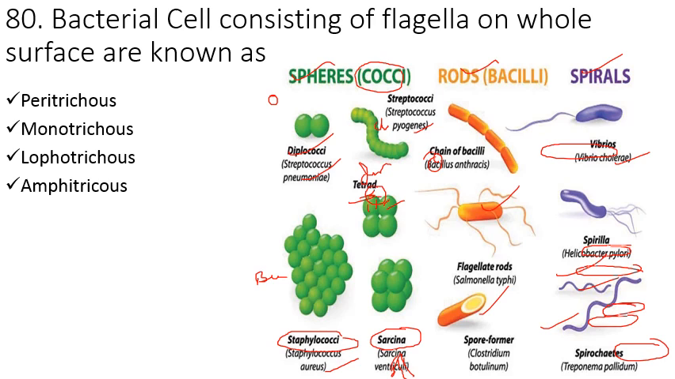Then tetrad. Then we have one condition called sarcina. Here the spherical bacterial cells form a cube-like structure, as in Sarcina ventriculi. Next we have rod-like bacteria, which are known as bacilli. A chain of bacilli is streptobacillus. Then we have flagellated rods, like Salmonella typhi or E. coli. Then we have spore formers, like Clostridium botulinum, which is responsible for food poisoning. Then we have spiral shapes, which include Vibrio, Spirilla, and Spirochete.